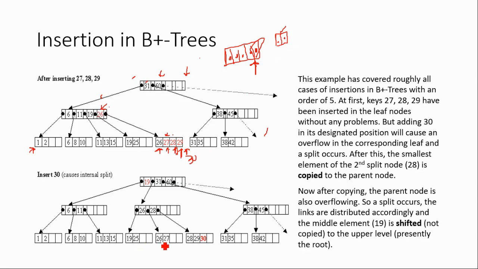26 and 27, the first 2 elements, will be in the first node, and then you will have another set of elements, 28, 29 and 30. So this is stored in the second half.